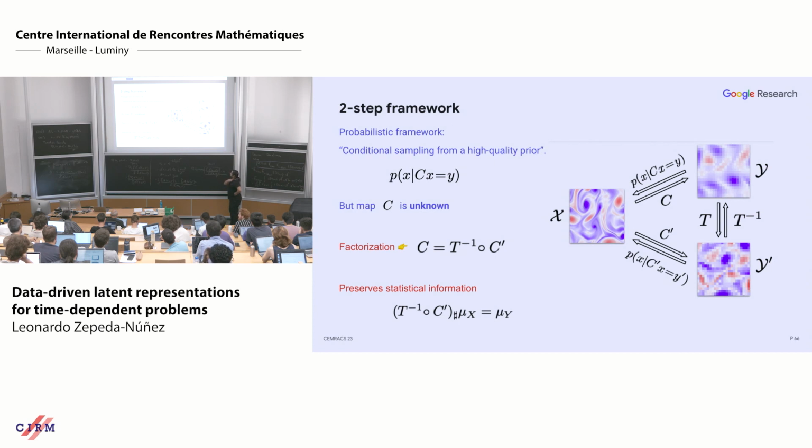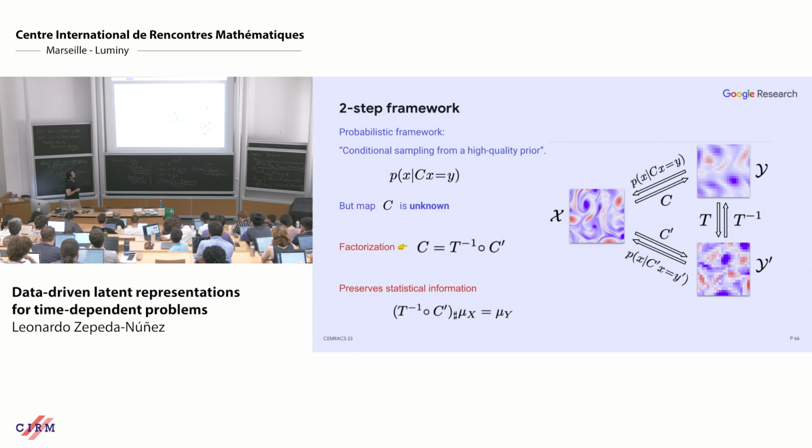So there are two problems here. One is you have to compute P. Second, C is unknown. But even if C is unknown, you can do a few things about that. The first thing is you can introduce a factorization. So C is going to be a transformation T inverse, which we will do in a moment, composed with C prime, so that you can have something very simple.